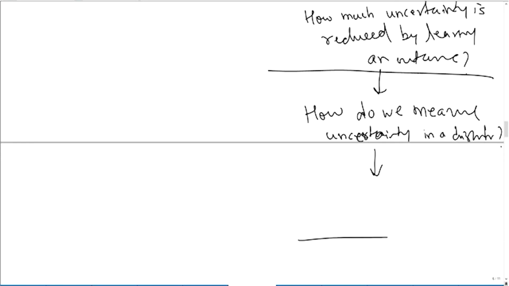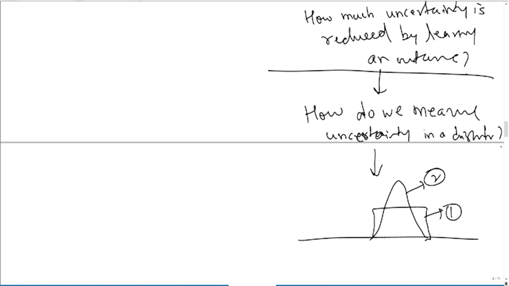And it should also capture a property like this versus, let's say, this. So which one is more uncertain? What do you think intuitively? Let's say this is distribution 1, this is distribution 2.